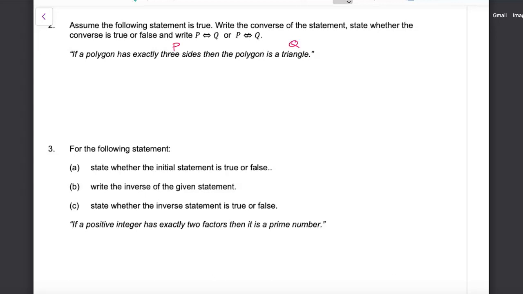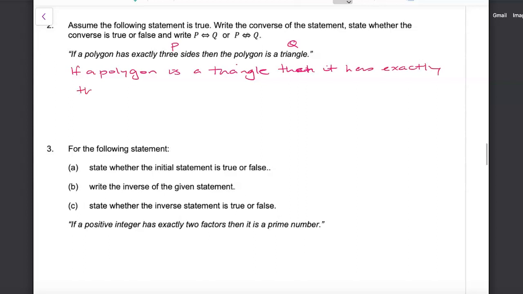So let's do the converse, which is going to be flipping the P and the Q. So if a polygon is a triangle, so there's Q, then it has exactly 3 sides. A polygon is a triangle, then it has exactly 3 sides. Well, we know that it's in fact true, so we have an equivalence.